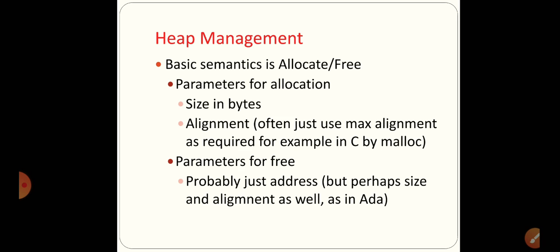In heap management, the basic semantics are allocate or free, where the parameters for allocation are size and alignment. Alignment can be handled by using various memory allocation techniques such as malloc. For example, in the C programming language, we use the malloc function. Parameters for free are probably just the address, perhaps size and alignment, as in Ada. These are the various functions used in different programming languages.